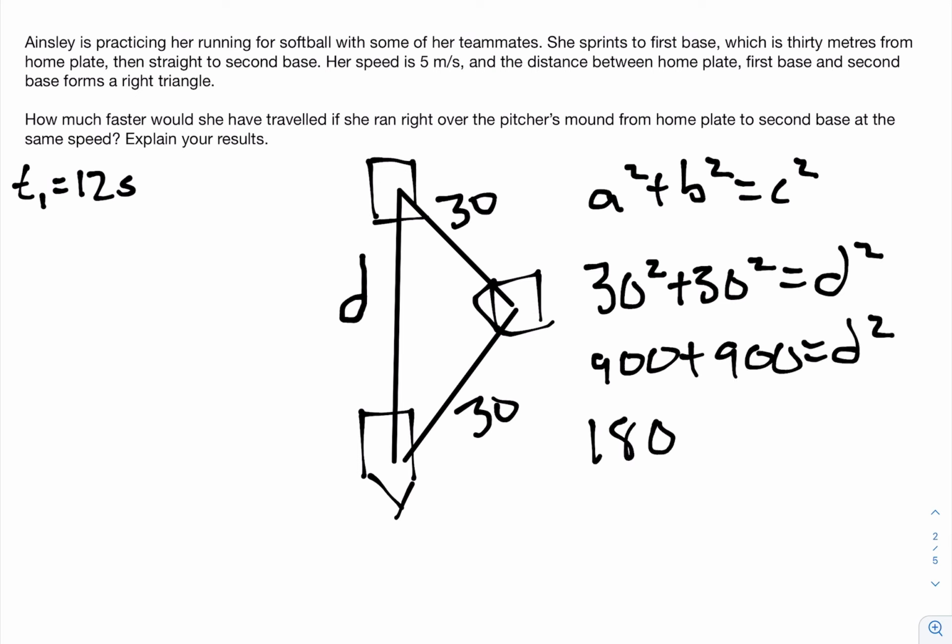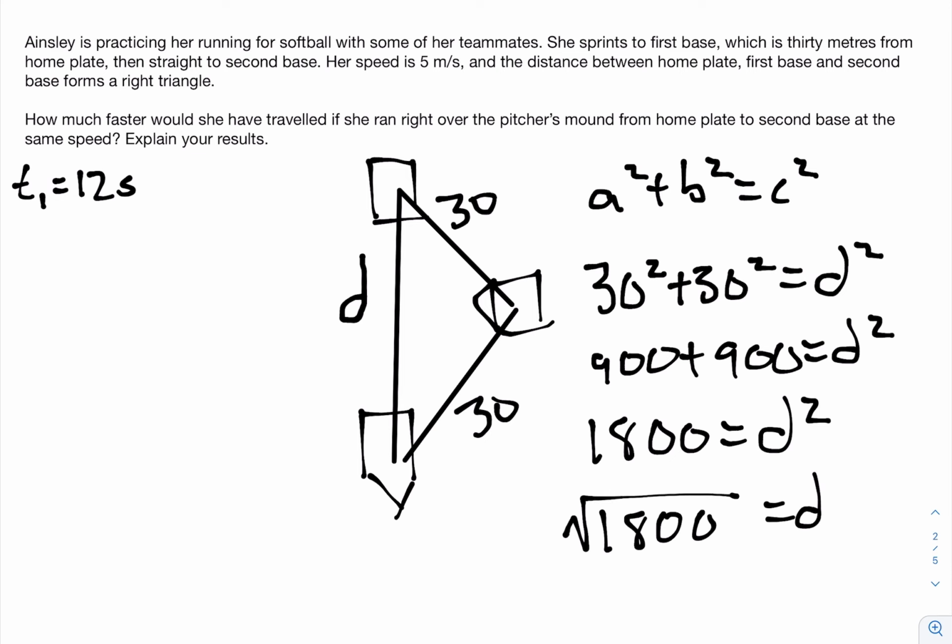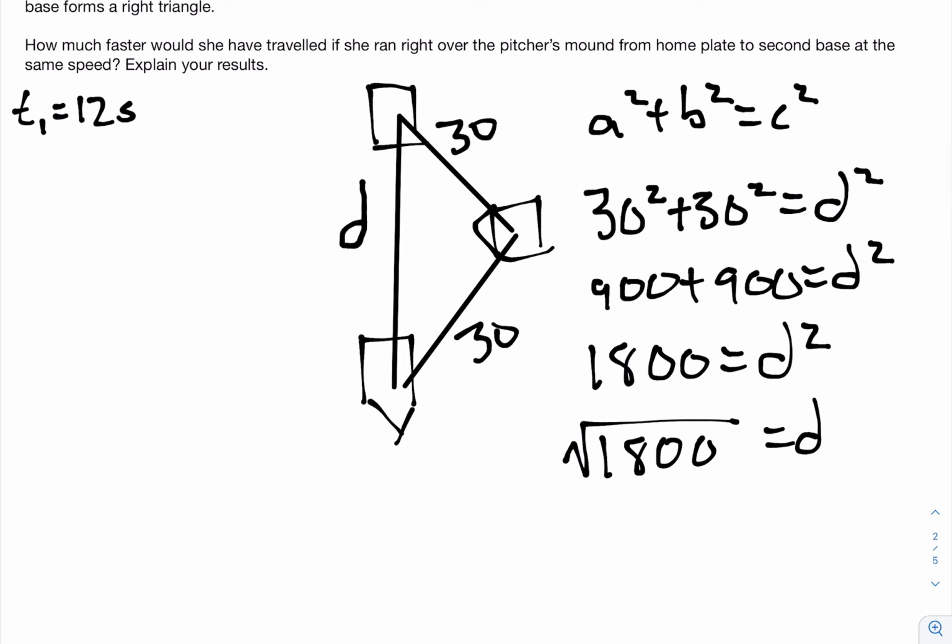So 1800 is the distance from home plate to second base squared. Now we have to square root both sides. So the square root of 1800 is d, our distance. And just using our calculator here, that's going to be 42.4.